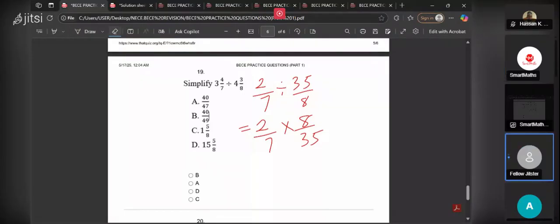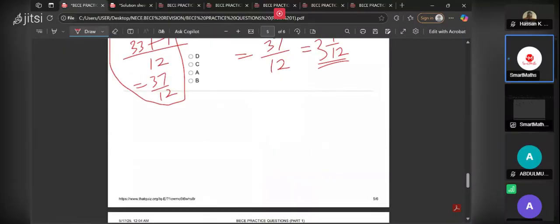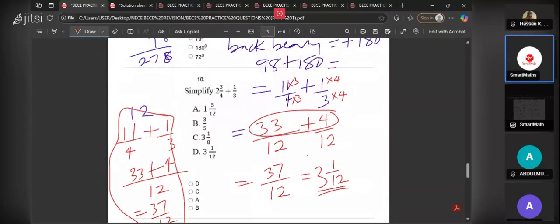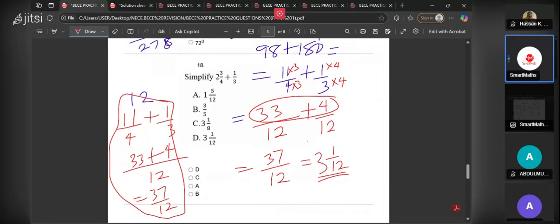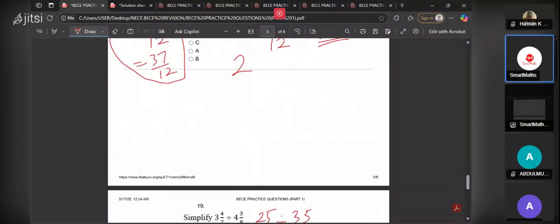Sir, is it always compulsory to change it to an improper fraction? It depends. You can leave it that way, but I always advise students to change it to an improper fraction, because if you leave it like that, that will be a whole number, then you add the fraction separately. For them to bring it back might be troublesome. That's why I always advise you to change it before you add. All right.